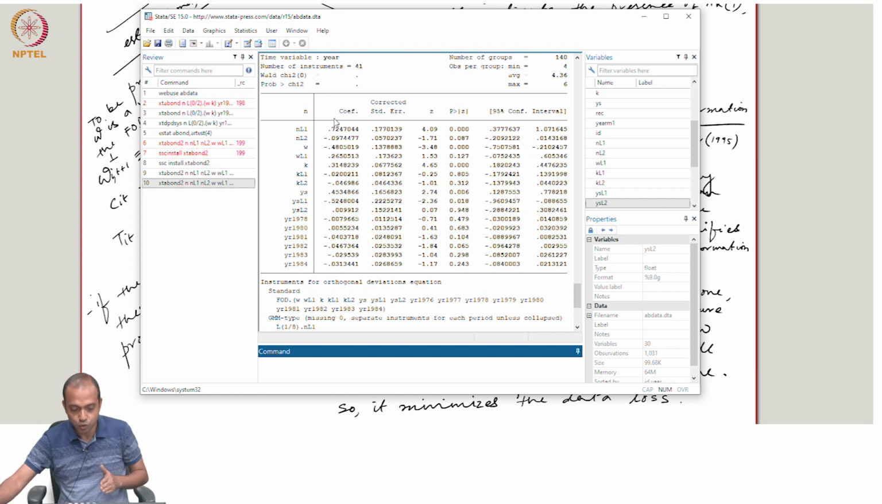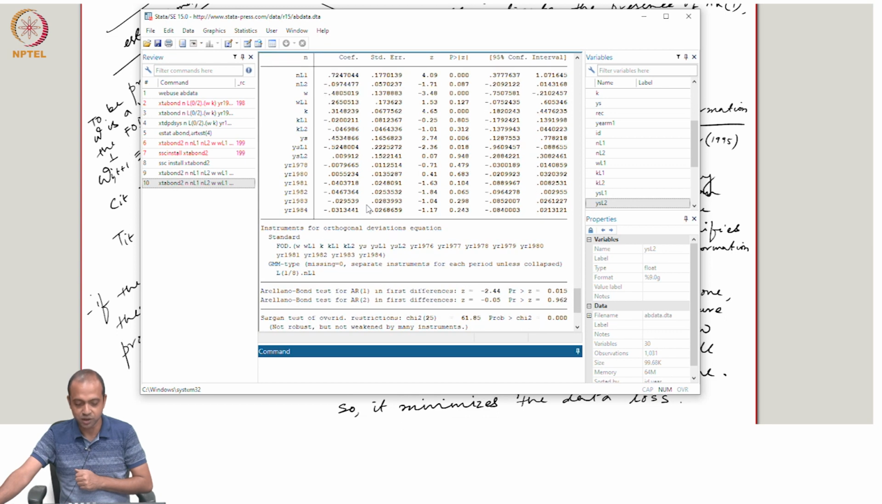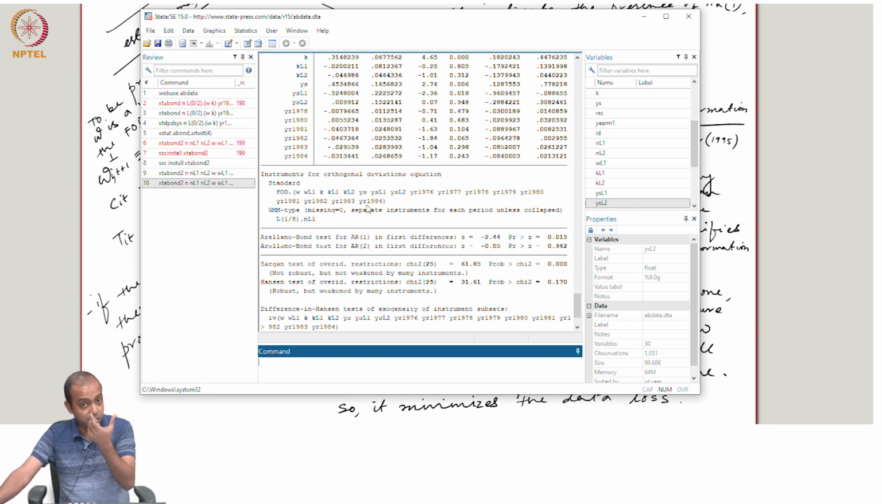As a result, what we should do is the FOD transformation, which minimizes the data loss, because I am subtracting only the average of all future observations. So, even if some of your observations are missing, I can always calculate the average for all the periods except the last one, and that improves the coefficient efficiency a lot. Okay, as you can see, my coefficient is moving towards the theoretically specified lower and upper limit.